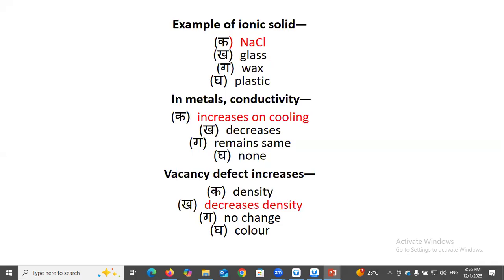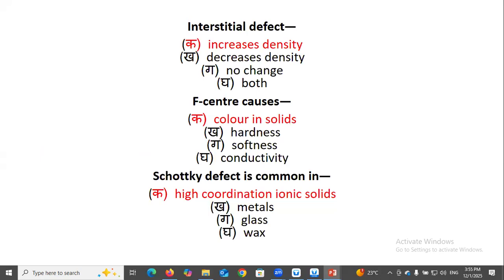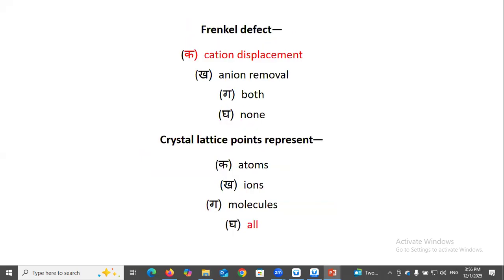Example of ionic solid: sodium chloride. In metals, conductivity increases on cooling. Vacancy defect decreases density. Interstitial defect increases density. Absent cause color in solids. Schottky defect is common in high coordination ionic solids. Frenkel defect, cation displacement. Crystal lattice points represent atoms, ions, molecules, all.